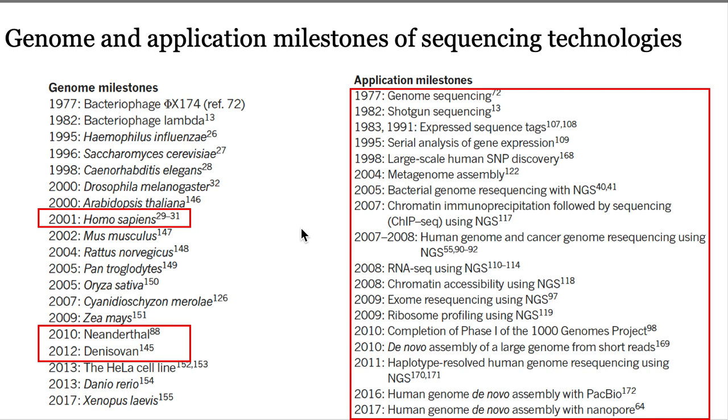For the genome, we know that from the Human Genome Project, the first human reference genome was available in 2001. And it's interesting, I just want to bring to your attention that in about 2010 and 2012, we get the genome for two archaic humans. They are a sister group of modern humans, and they are already extinct. But we are able to extract DNA from their ancient remains, not really fossils, and we are able to recover their DNA information.